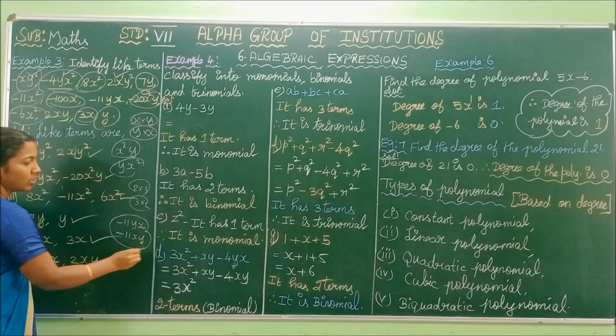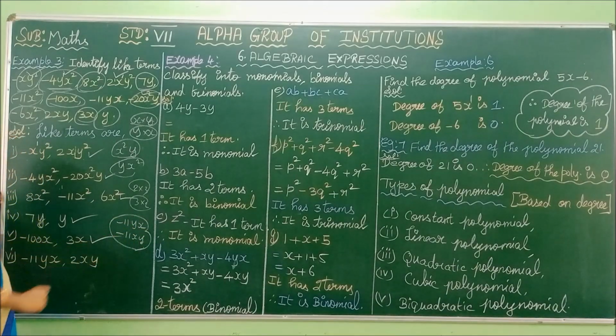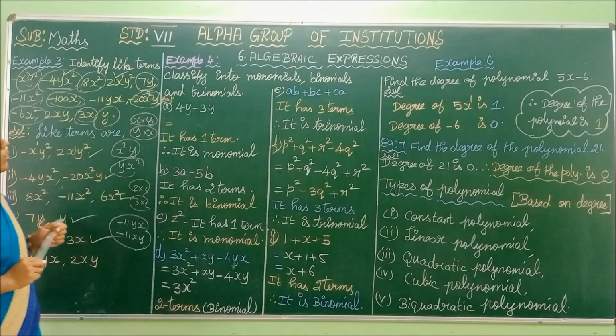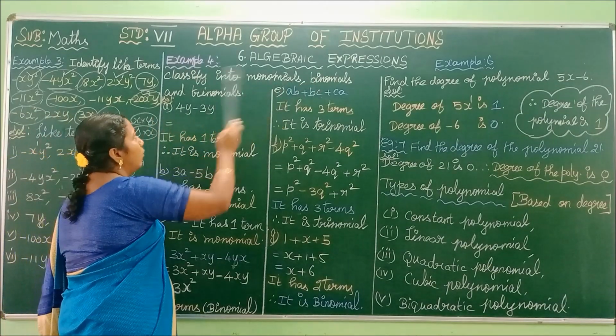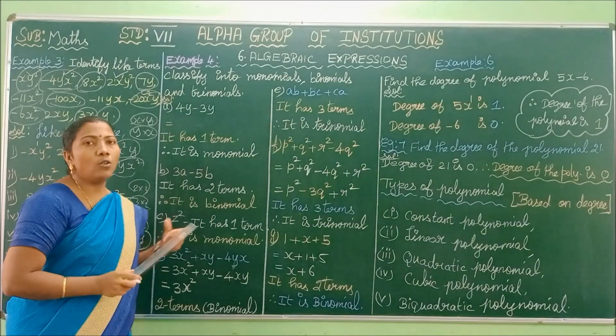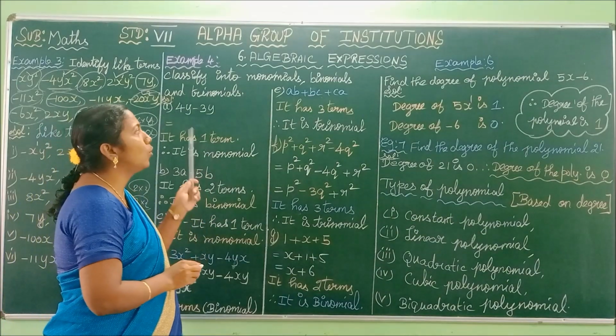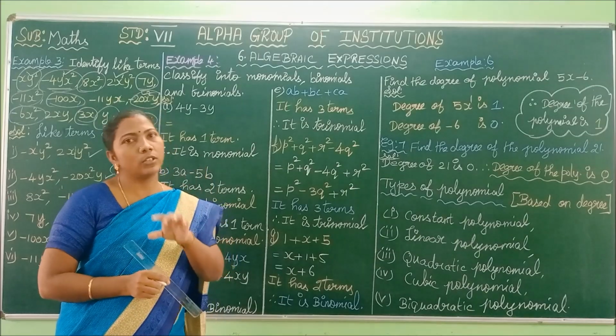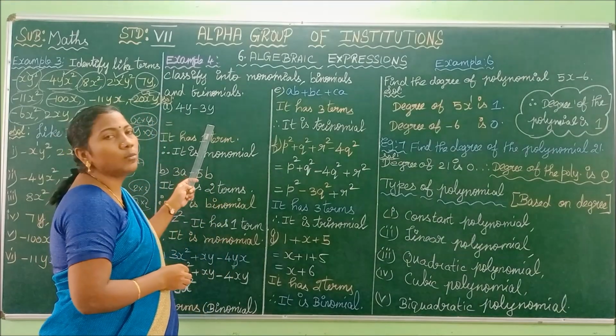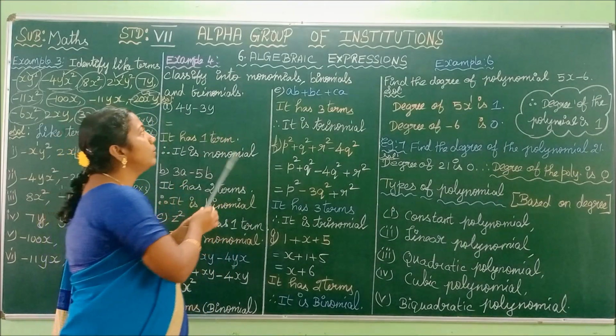Okay. For the calculation purposes, you can change it also. Thus, we have identified the like terms from the given questions. Next, we are going to see example 4. Classify into monomials, binomials, and trinomials. How the polynomials are classified into monomials, binomials, and trinomials based on the number of terms. Based on the number of terms, they are classified into 3 types.